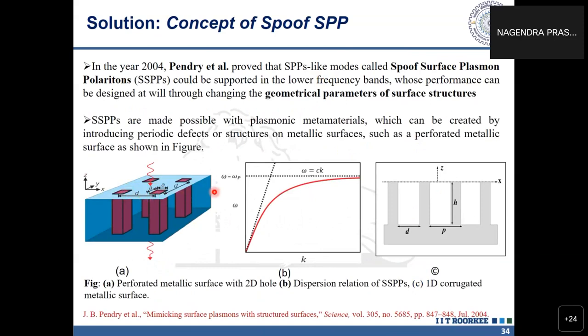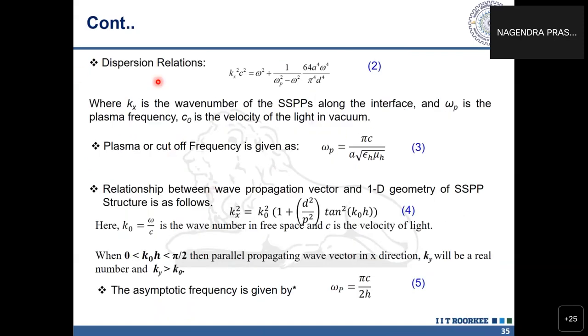Since geometrical parameters determine the wave numbers or dispersion relation, if you change the geometrical parameter, you can also play with the occurrence. The plasma or cutoff frequency, you see in equation 3, is a function of pi c divided by a square root of epsilon h mu h. So omega p is a function of a. It means omega p can be controlled with the help of the geometrical parameter.